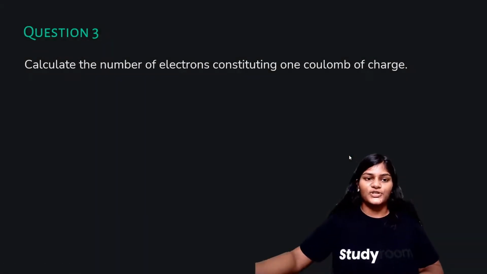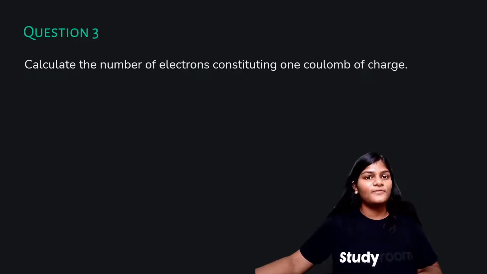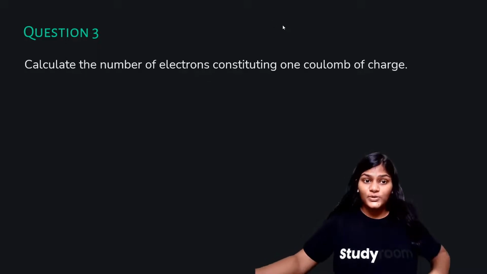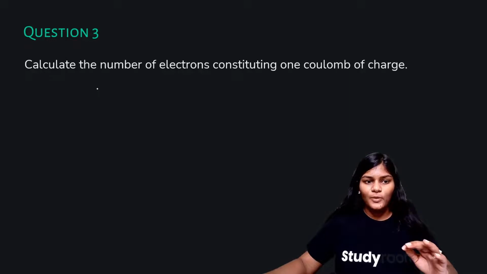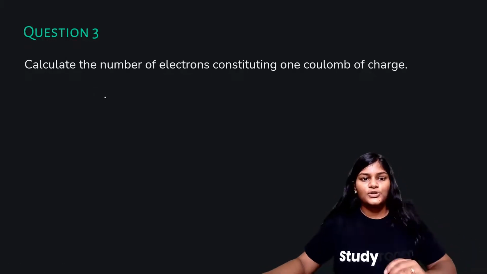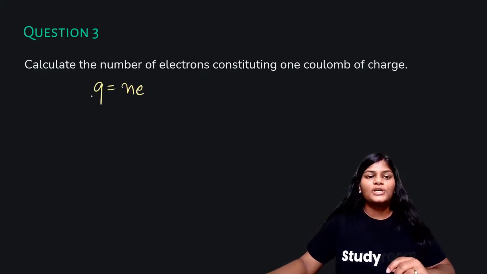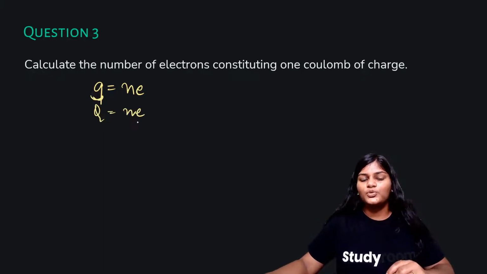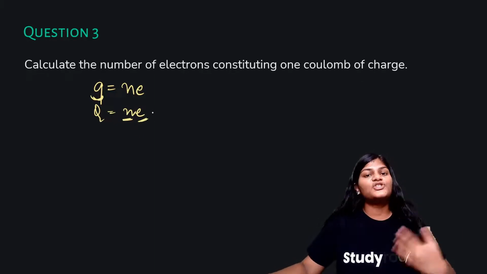Now, the next question says, calculate the number of electrons constituting 1 coulomb of charge. So for this question, I'm going to tell you a new formula that you will be learning. The formula goes like this. Q is equal to NE. Okay. So here this Q can be written as capital Q. This is the charge, is equal to N into E. Here N is the number of electrons and this E is the charge on the electron.